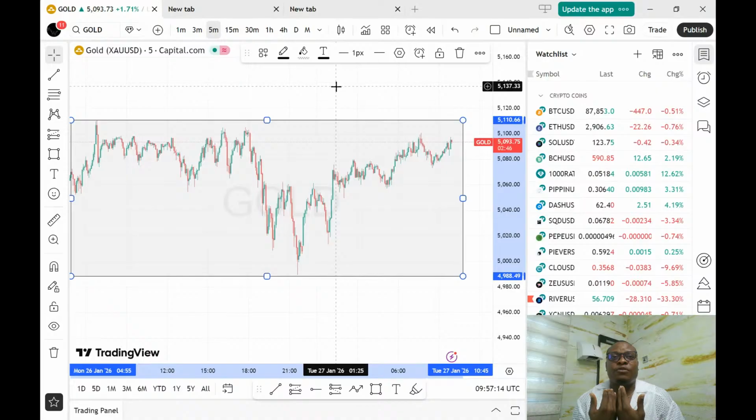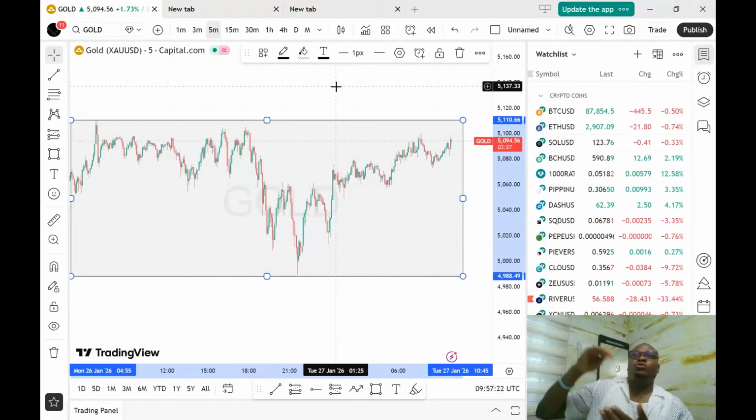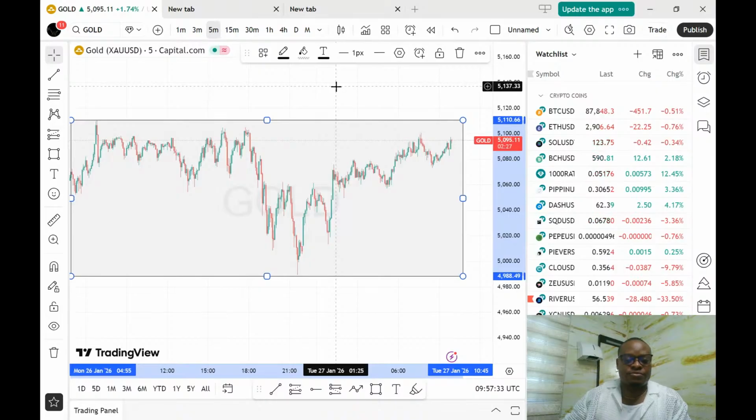And what was I looking for? I'm looking for a change of character or a break of structure. That was exactly what I was looking for. So immediately you see a break of structure towards the upside or the downside, you buy or sell towards that direction. If you see a change of character, you trade towards the new direction. It's just as simple as that. You don't trade against the trend, you trade with the trend.